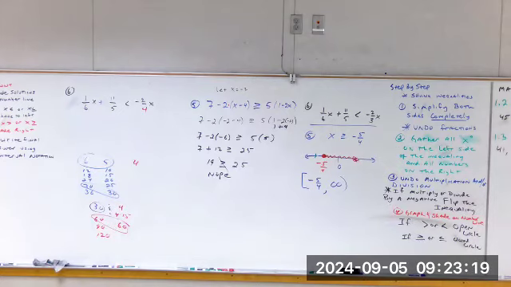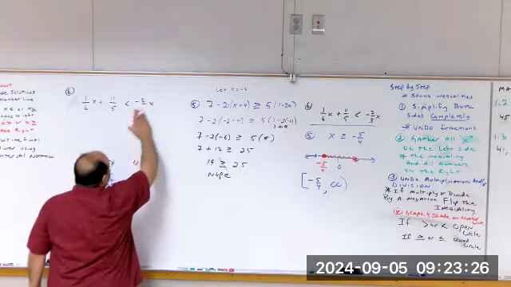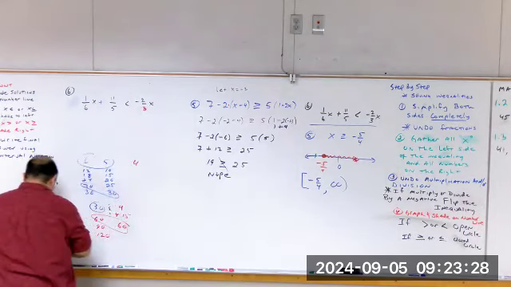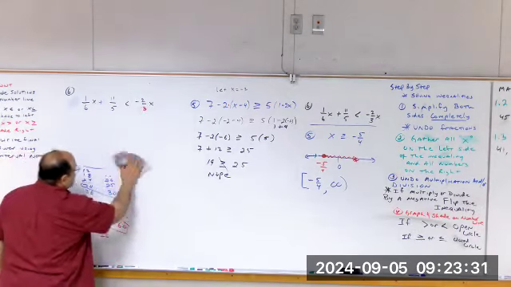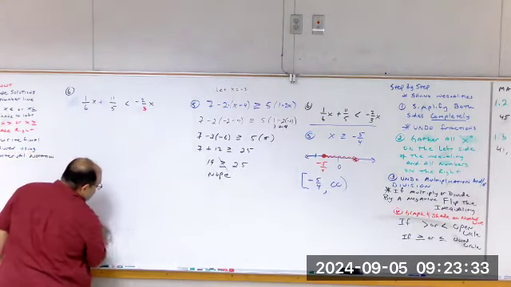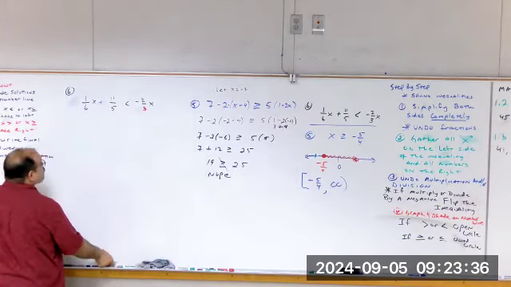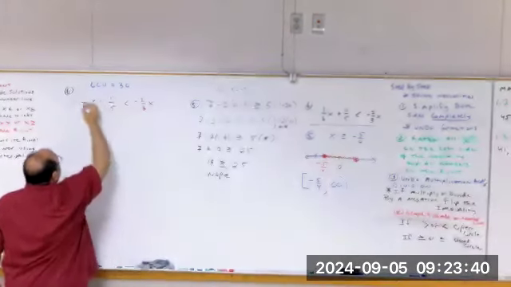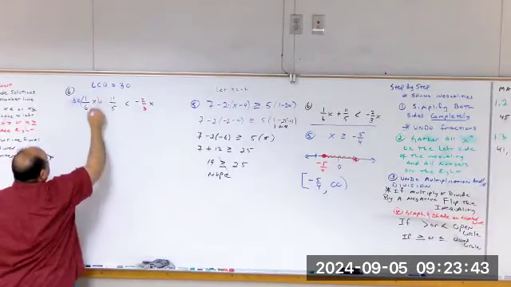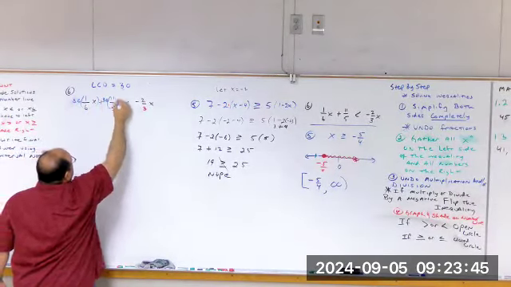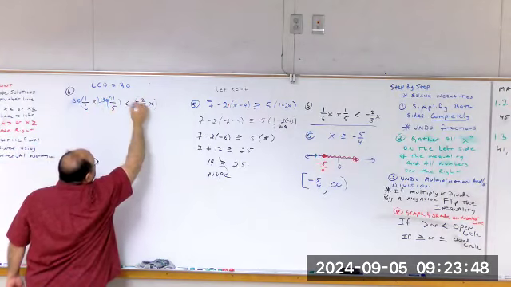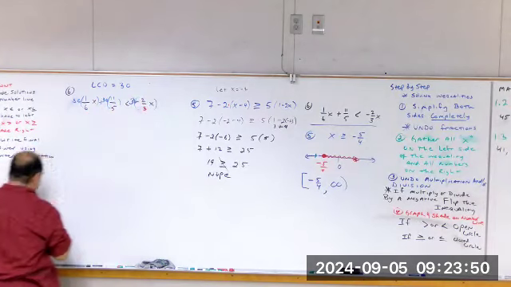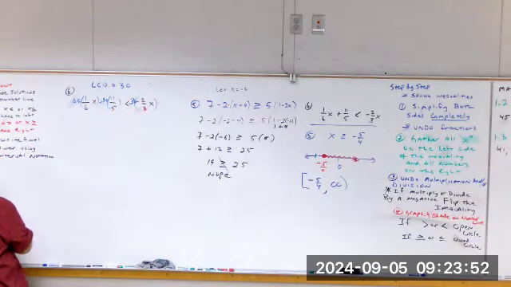So don't overthink it. Don't just do it by multiplying. It would work, but the numbers get a little big. So the least common denominator here is 30. Every term gets multiplied by its own 30. So we're going to multiply this one by 30, this one by 30, and this one by 30.